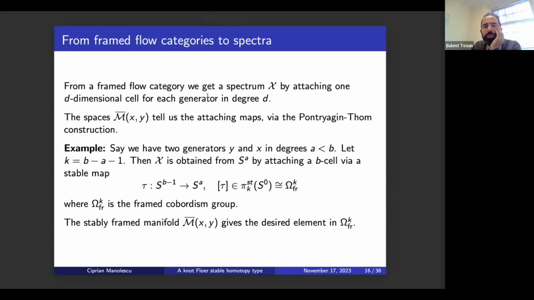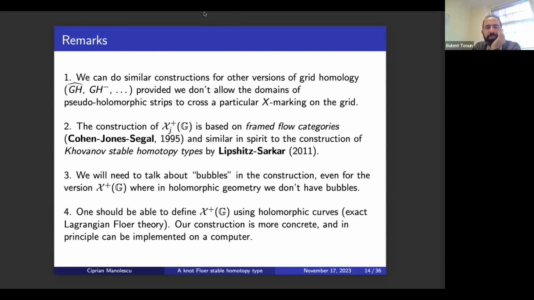Ciprian, before you move, there's a question in the chat if you want to look at it. Let's see.